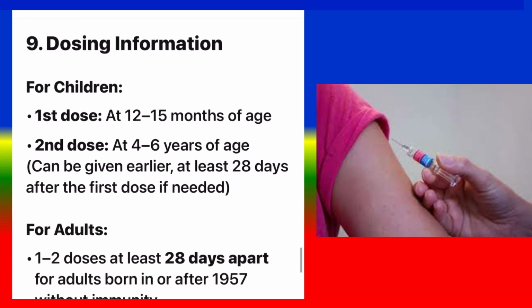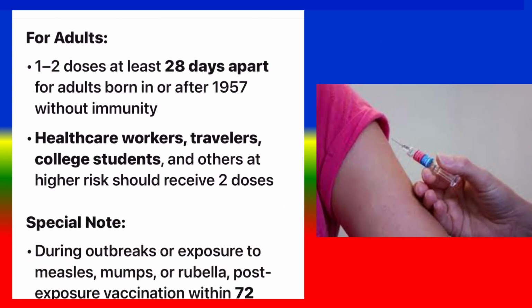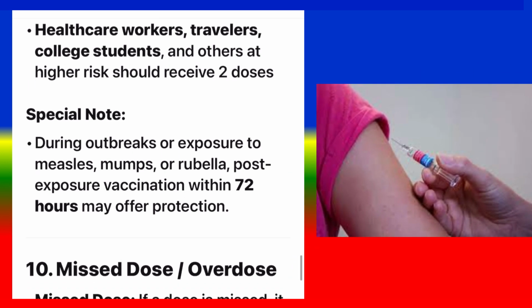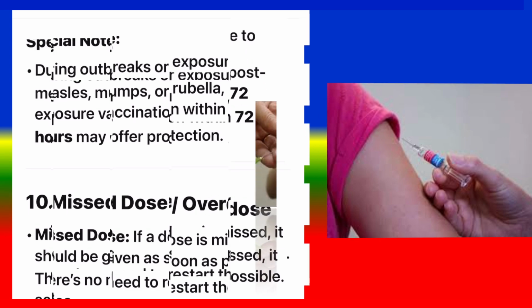9. Dosing information. For children, first dose at 12 to 15 months of age, second dose at 4 to 6 years of age; it can be given earlier, at least 28 days after the first dose, if needed. For adults, 1 to 2 doses at least 28 days apart for adults born in or after 1957 without immunity. Healthcare workers, travelers, college students, and others at higher risk should receive 2 doses. Special note: during outbreaks or exposure to measles, mumps, or rubella, post-exposure vaccination within 72 hours may offer protection.